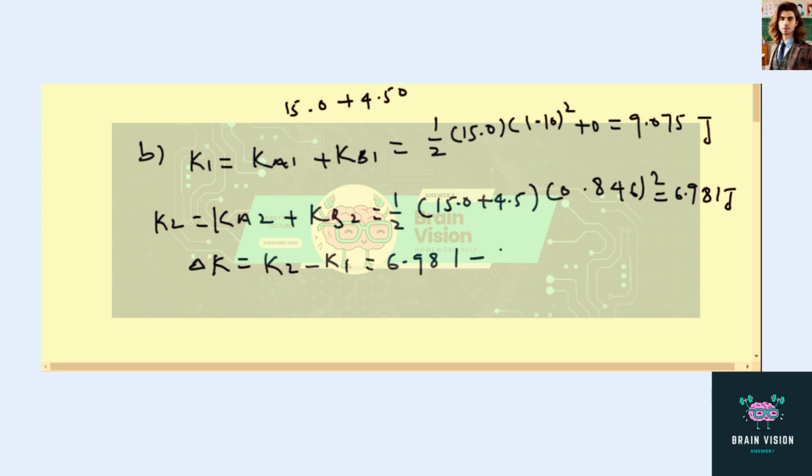That is equal to 6.981 minus 9.075, that is equal to minus 2.094 joules. Since the fishes are in the water, there is always a force exerted by water opposite to gravity. So we can neglect the gravitational potential energy. Therefore, the kinetic energy is all the mechanical energy. Therefore, the dissipated mechanical energy during this meal is 2.094 joules.